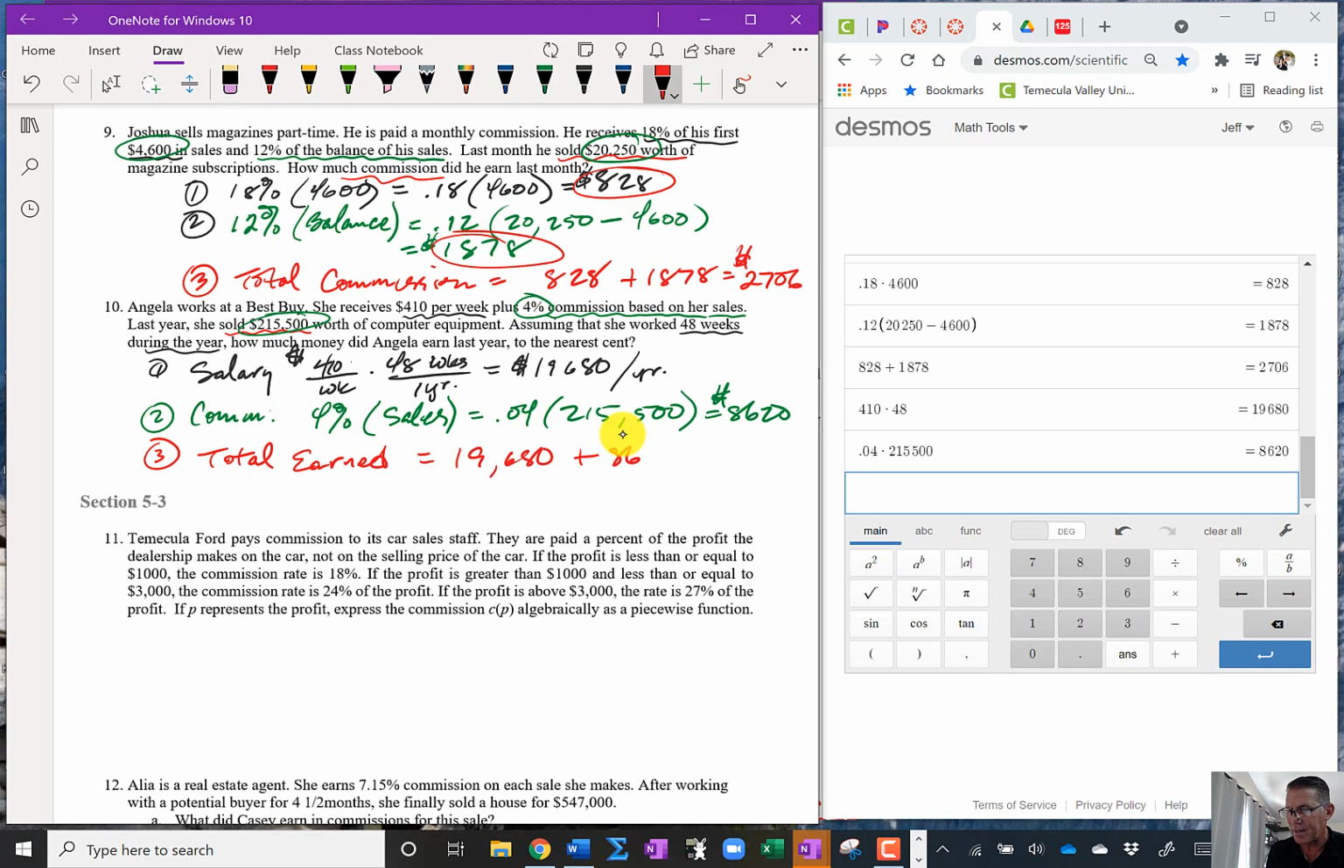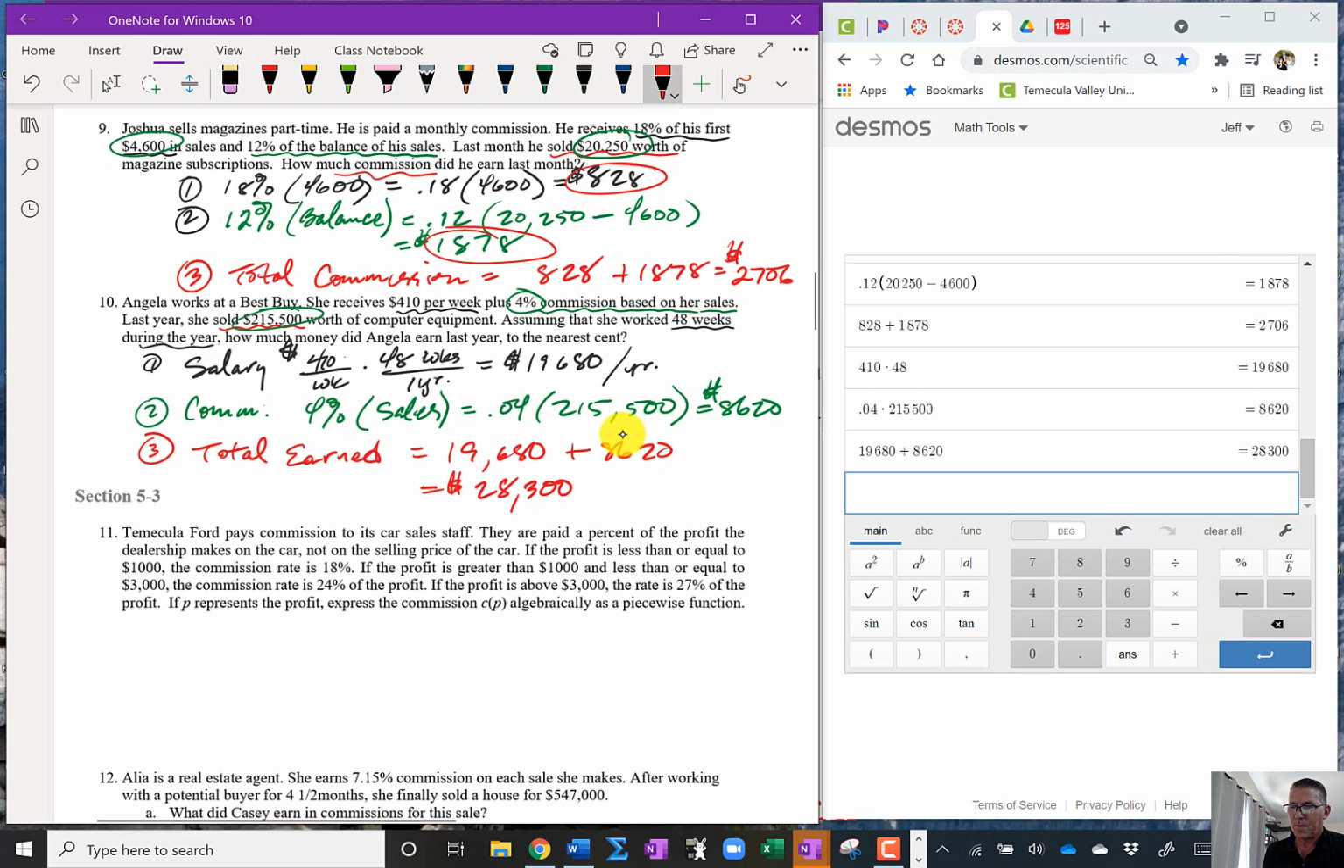Moving on. Let's get into more of the Section 3 work here. Number 11, Temecula Ford pays a commission to its car sales staff. They are paid a percent of the profit that they make on a car, not the selling price. So there are different things going on, so let's highlight some certain things here.